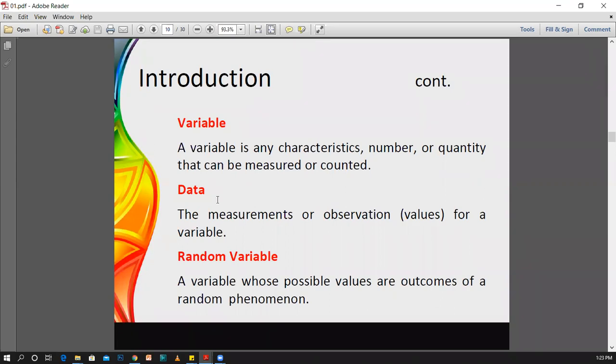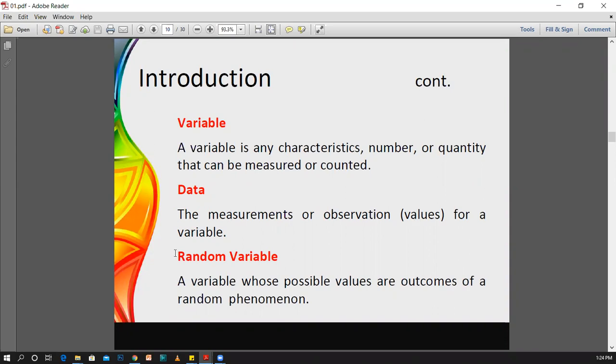Then for a variable, you are assigning values. It means that you can assign the values by measuring it or by observing it. Therefore, if you are getting the measurements or observations or the values for a variable, then we call them data. Data is the measurements or observations for a variable.